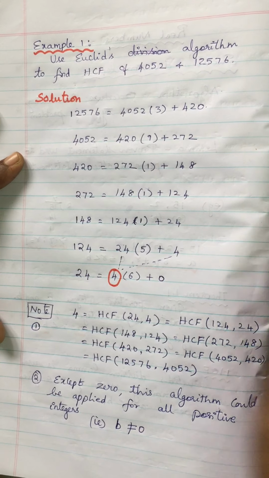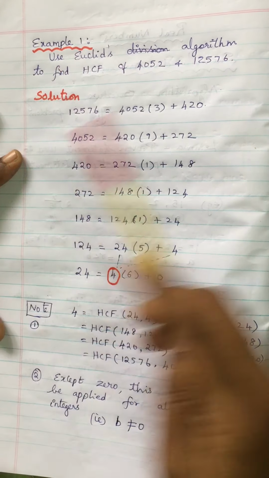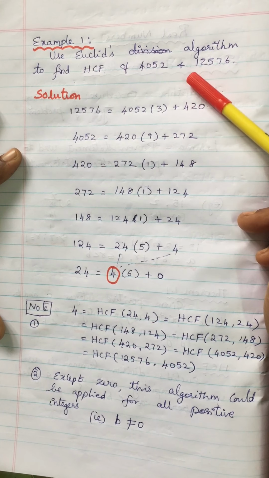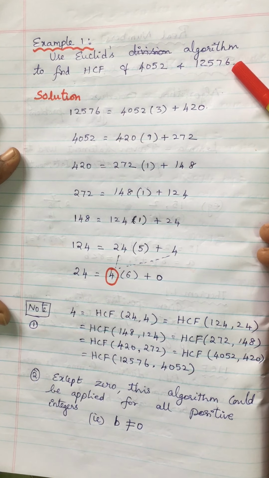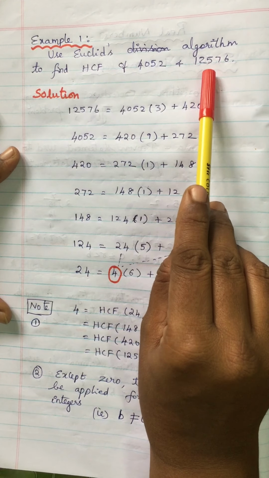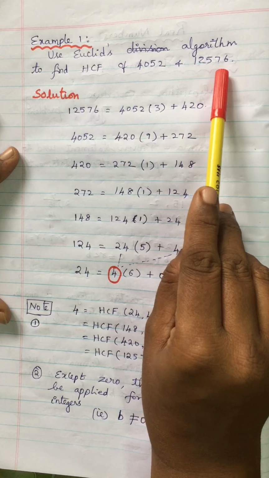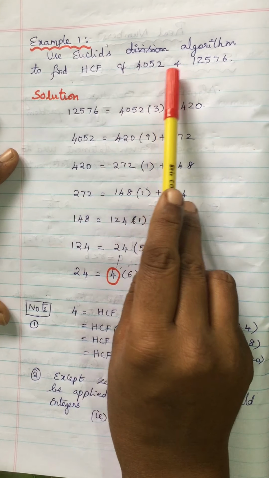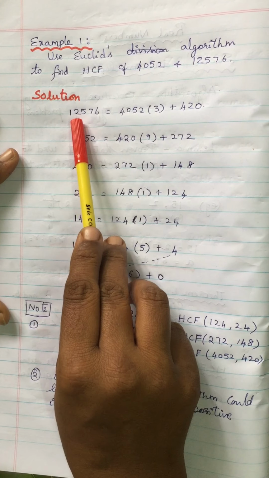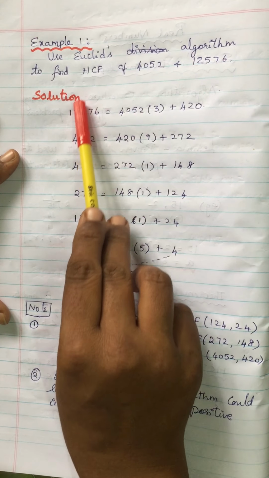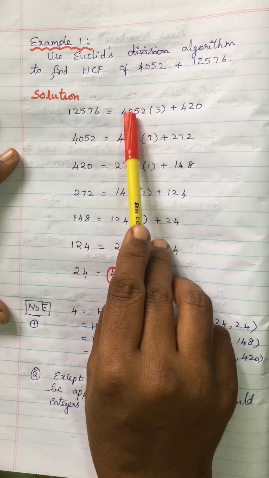I'm moving to example 1. Use Euclid's algorithm to find the HCF of 4052 and 12576. Since out of these two numbers 12576 is the bigger number, I'm writing it on the left hand side, and 4052 is the smaller number when compared with it, so I'm writing this on the right hand side. Then you perform the normal long division.